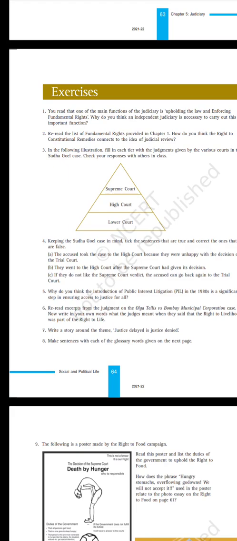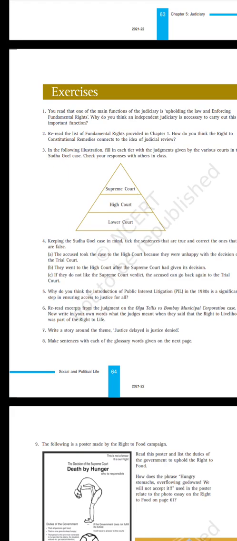In the following illustration, fill in each tier with the judgments given by the various courts in the Sudha Goel case. Check your response with others in class: Supreme Court, High Court, Lower Court. Keeping the Sudha Goel case in mind, tick the sentences that are true and correct the ones that are false. The accuser took the case to the High Court because they were unhappy with the decision of the trial court. They went to the High Court after the Supreme Court had given its decision. If they do not like the Supreme Court verdict, the accuser can go back again to the trial court.